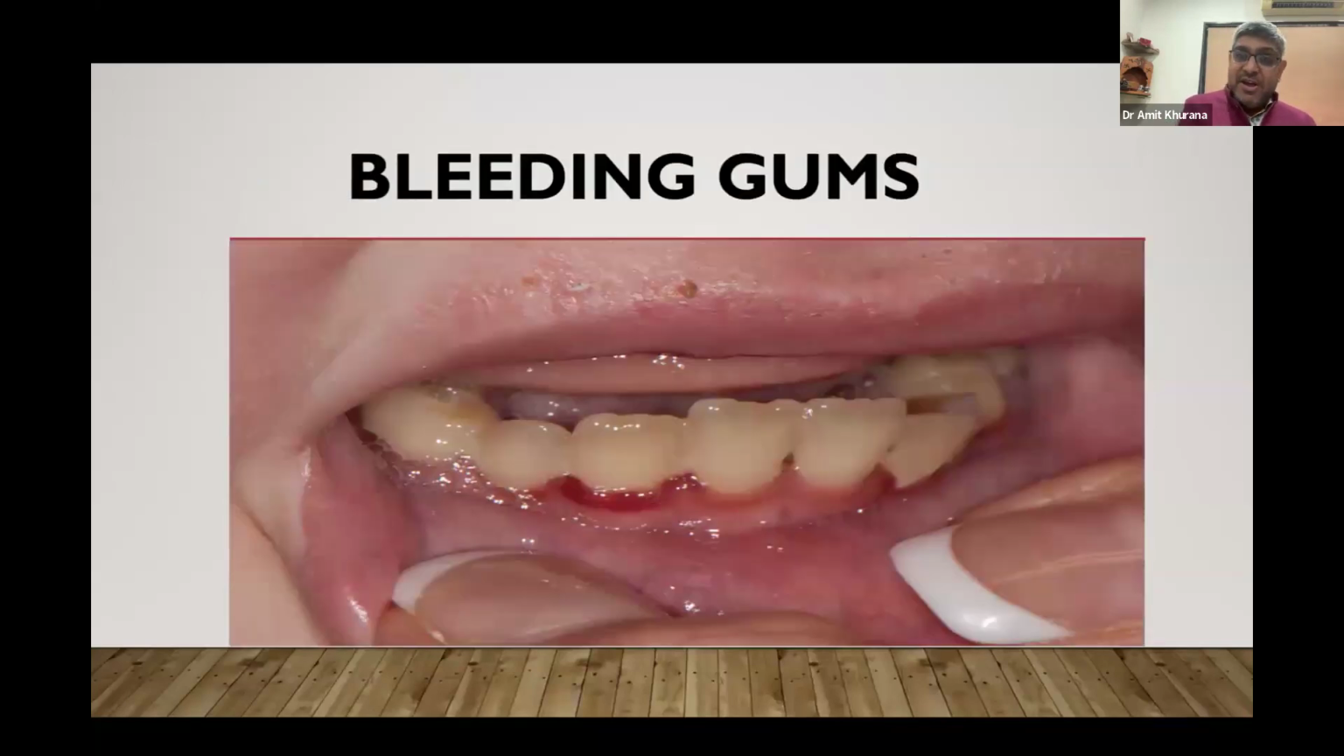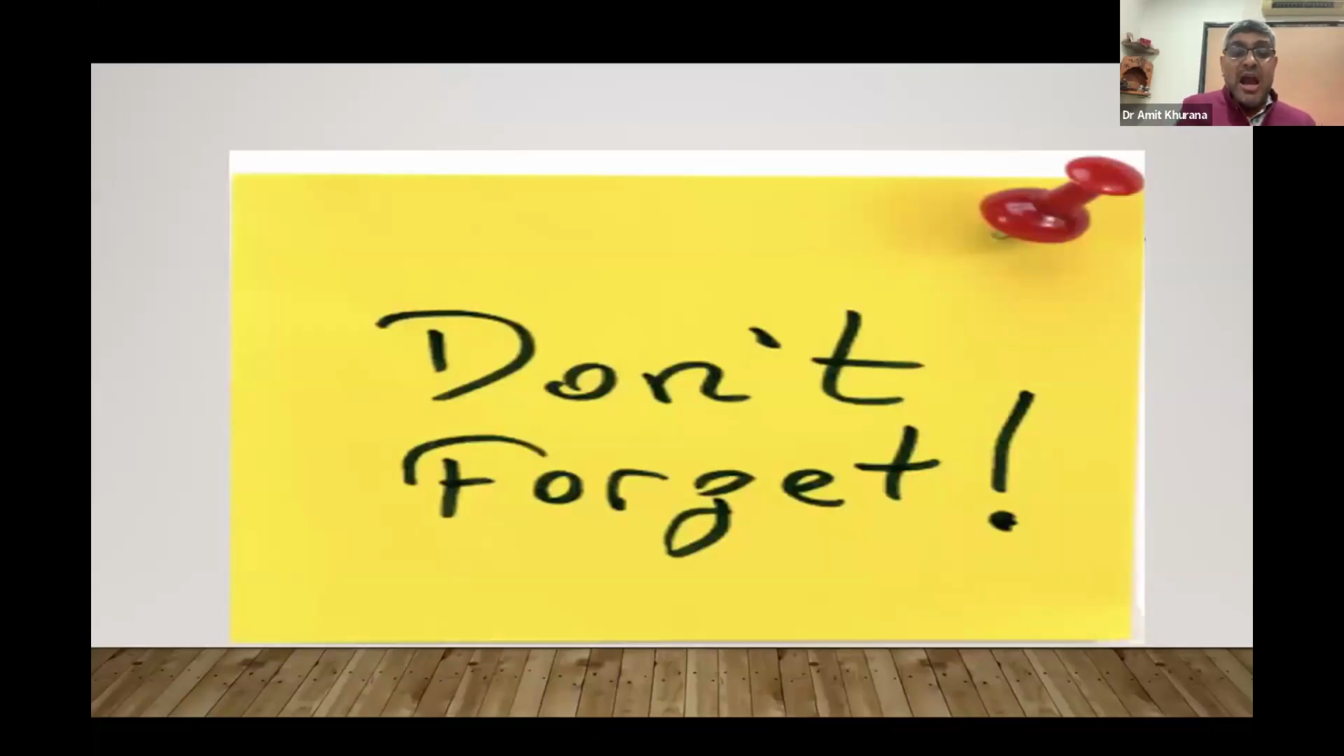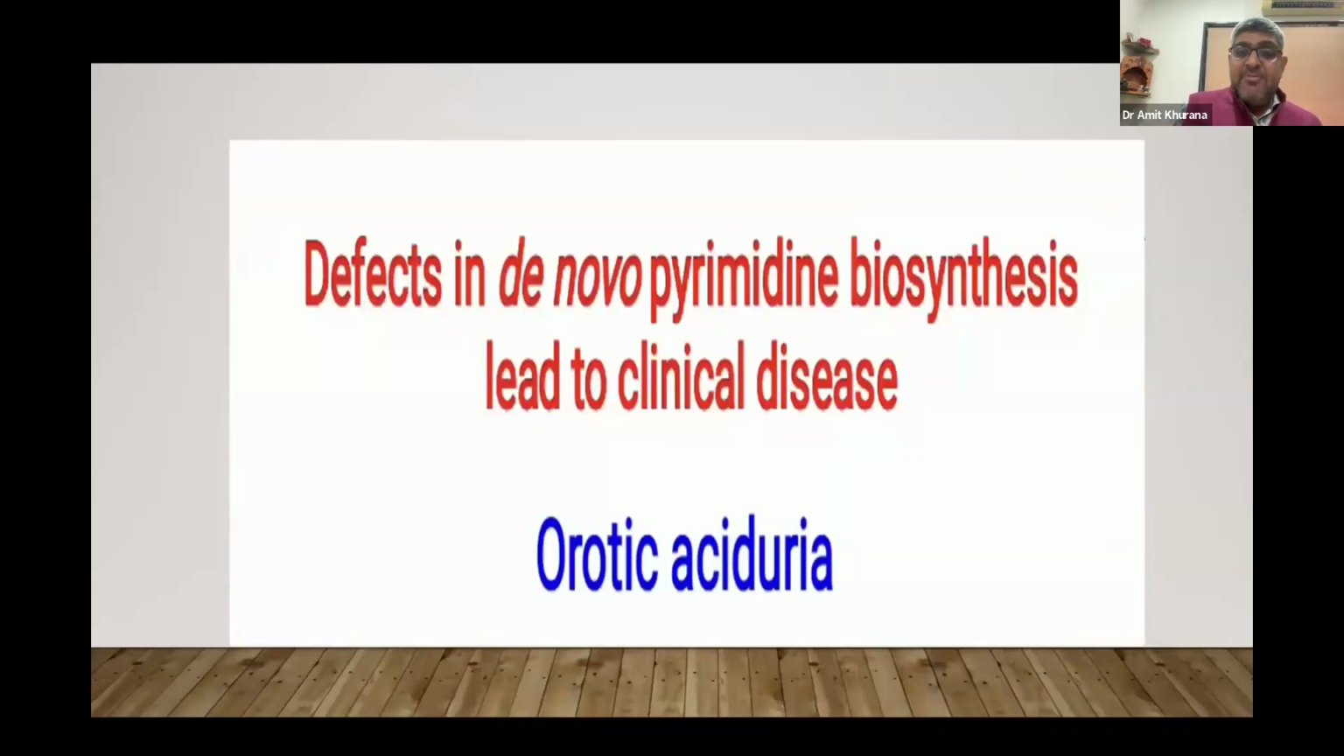This is another feature of scurvy. You get bleeding gums. That is the feature of megaloblastic anemia in a case of scurvy. And you must not forget, very important, if your B12 is normal, if your folic acid is normal, if the patient has normal vitamin C levels, the next most common cause, you must think of congenital causes of megaloblastic anemia. And these are the defects in de novo pyrimidine synthesis, which lead to a clinical condition known as orotic aciduria.